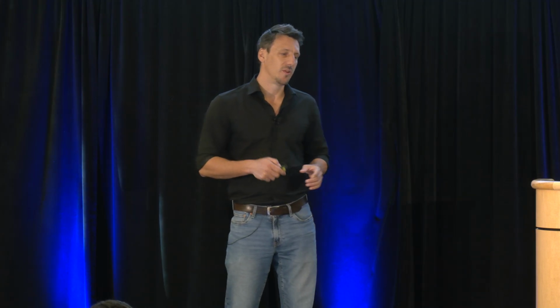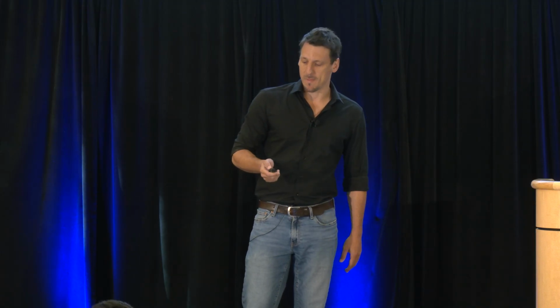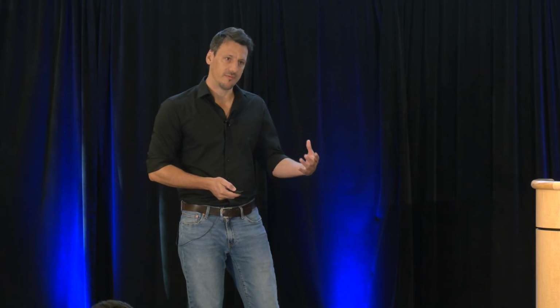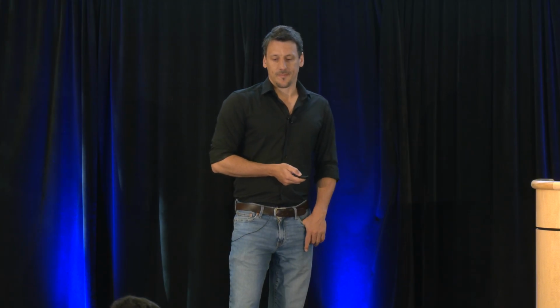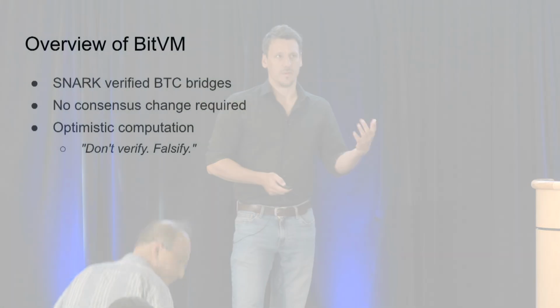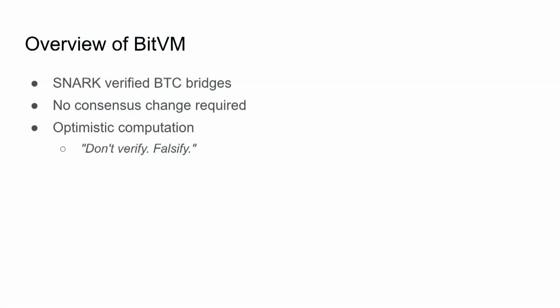That has the advantage we do not have to verify the entire snark on Bitcoin. We just have to be able to verify a counterproof that it is invalid. And that is generally much cheaper than actually verifying the snark. And it's just as good, at least in theory. As I said, the idea is don't verify the snark, falsify incorrect snarks.